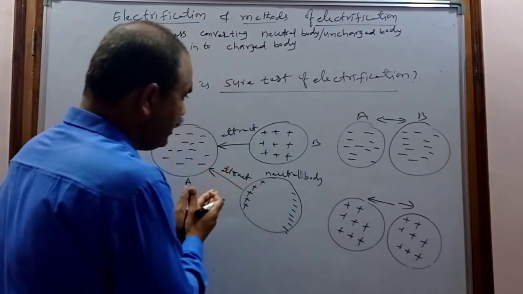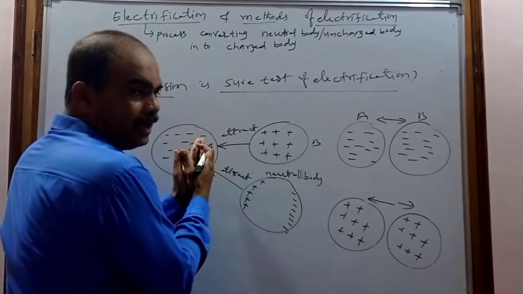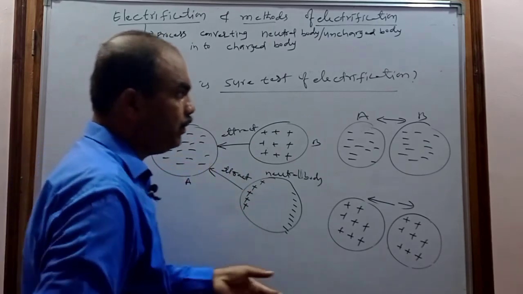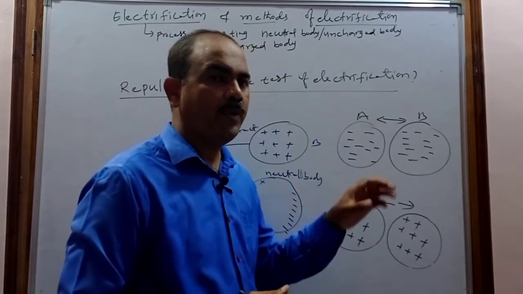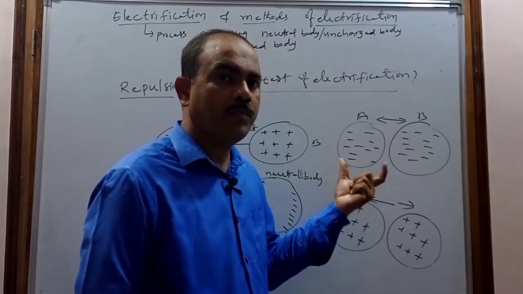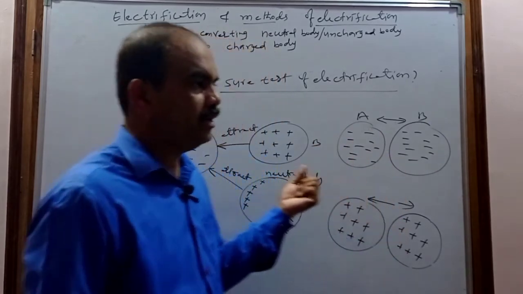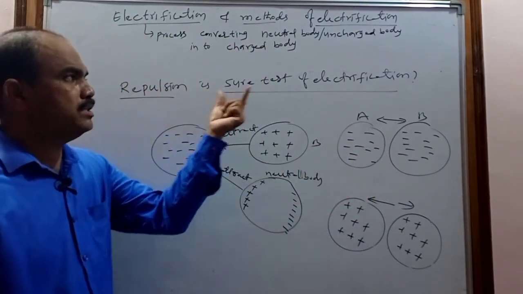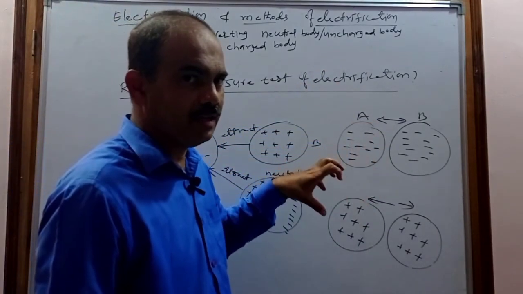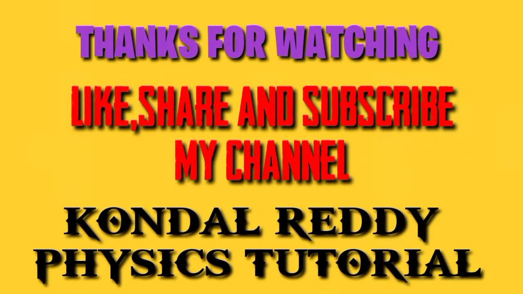But in case of attraction, two charged bodies attract, and a charged body and a neutral body also attract. Repulsion happens only when two bodies are charged with the same charge. That's why repulsion is the sure test of electrification, and by using repulsion we can say that the two bodies are electrified.